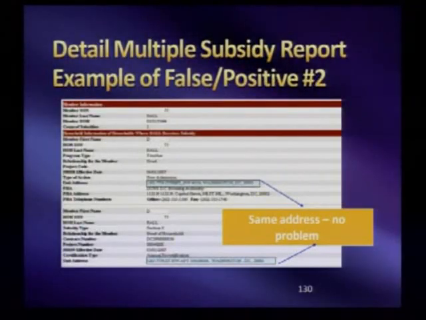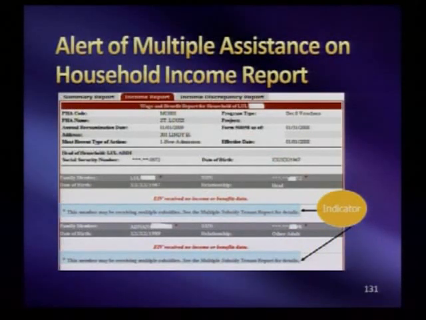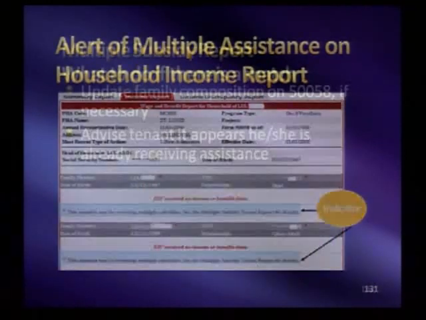And then this is another false positive. This is, again, showing you an example where it's the same address. They're using the housing choice voucher at the project-based Section 8. Also, again, you never have to pull the multiple subsidy report. As long as you're using the EIV income report, you will know, because see that red print? And it's in blue highlight. It's letting you know the member may be receiving multiple assistance. Anytime you see red on EIV, you've got to have a conversation, or you've got to send a letter, because it's letting you know that there's a potential issue.